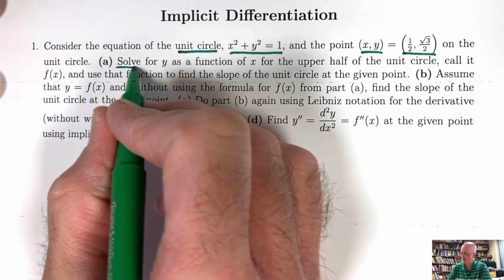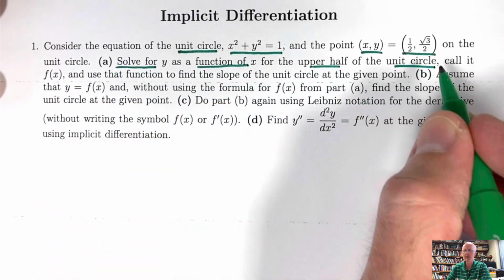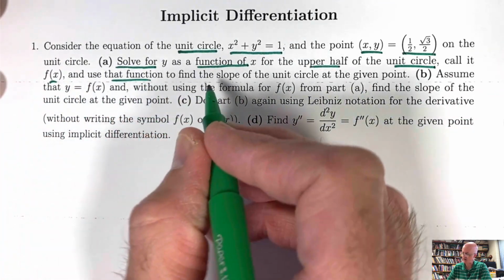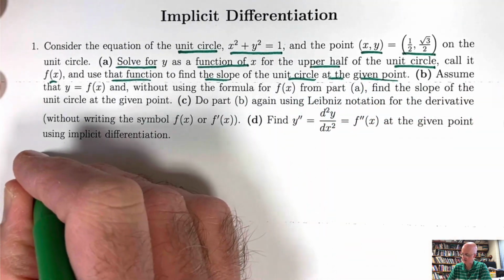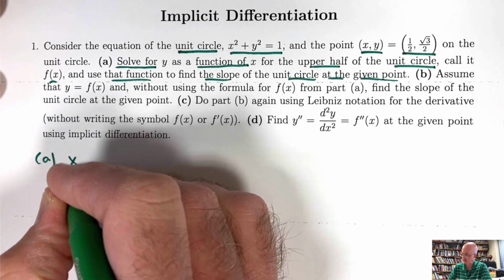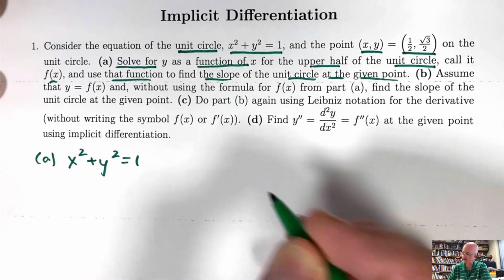Part A says to solve for y as a function of x for the upper half of the unit circle, call it f of x, and then we'll use that function to find the slope of the unit circle at the given point. Let's do that first. The rest of the problem is about implicit differentiation. So take the equation x squared plus y squared equals 1. We want to solve that for y.